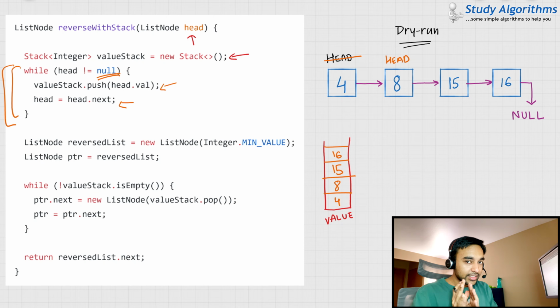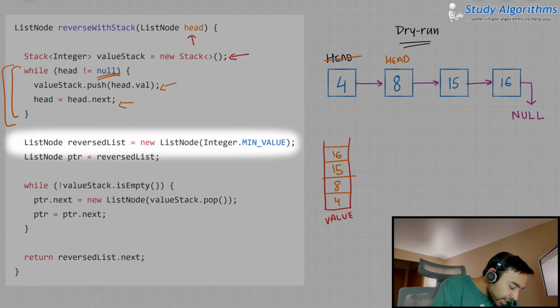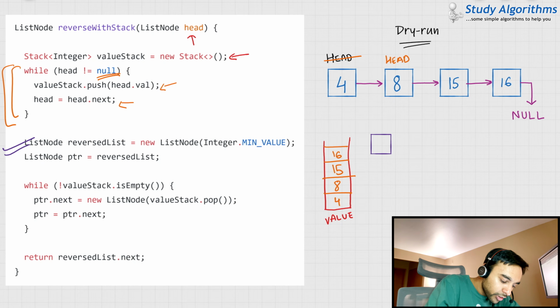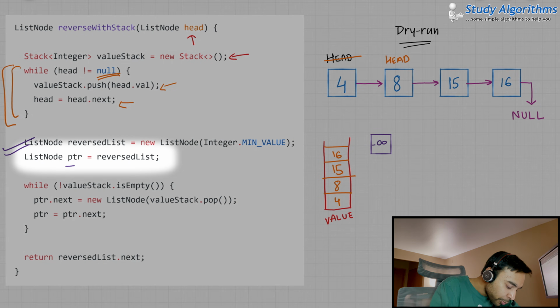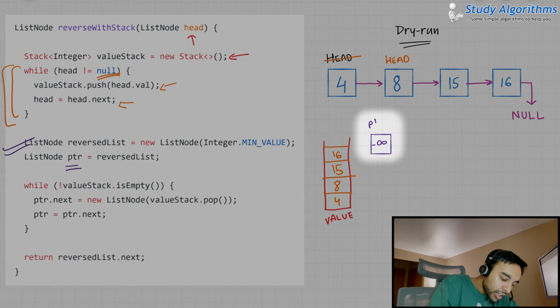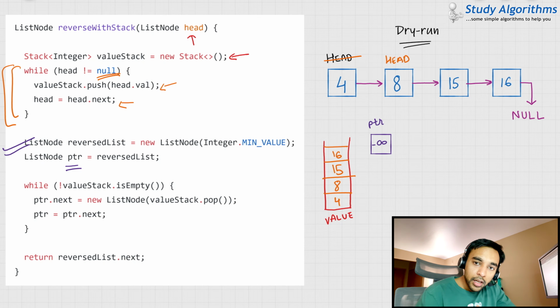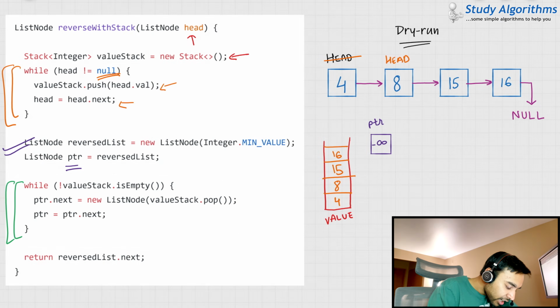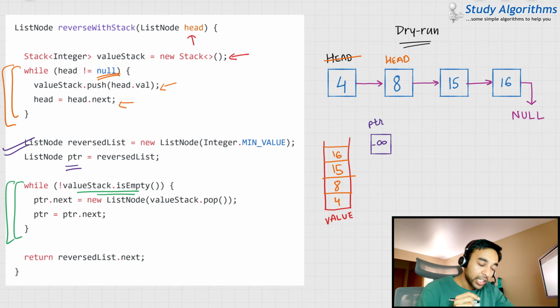Now my stack is complete. Going forward, what I do is I create a new list that will store all of the elements in a reversed order. Because I have to start off this list somewhere, I start it off with a minus infinity value. And I create a new pointer ptr that is pointing over here.